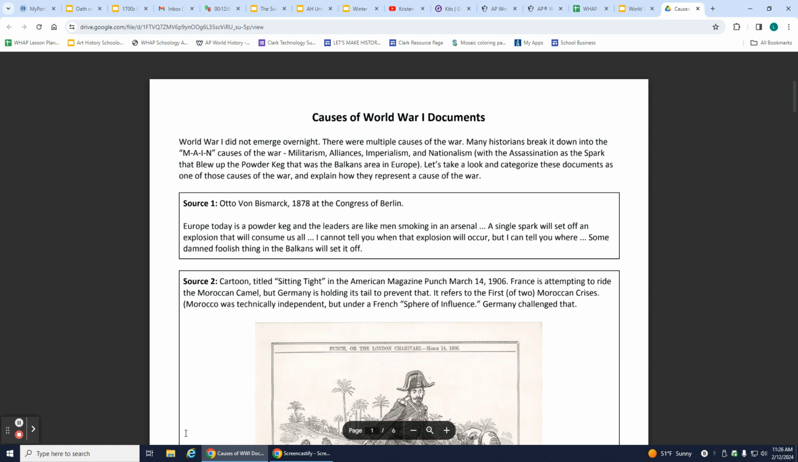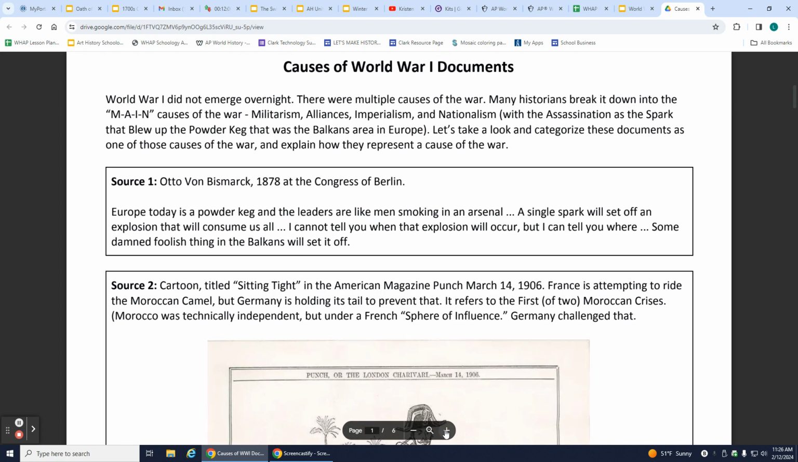So there's a bunch of sources here. I'll do a few with you to get you started. Document 1 is Otto von Bismarck. He's the leader of Germany in the time period leading up to the war, not actually during the war. So he says, Europe today is a powder keg and the leaders are like men smoking in an arsenal. A single spark will set off an explosion that will consume us all. I cannot tell you when that explosion will occur, but I can tell you where. Some damned foolish thing in the Balkans will set it off. So talk to your neighbor for a minute, see what cause you think that represents.